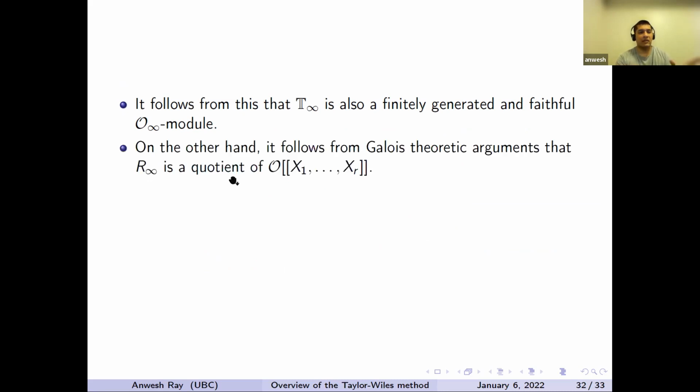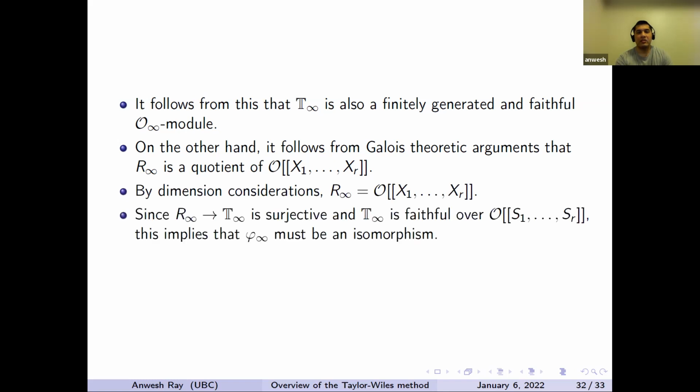On the other hand, it follows from some arguments in deformation theory, some Galois theoretic arguments, that R infinity is generated by R elements. So it's the quotient of O of x1 to xr modulo some ideal. As a result of this, what we see is that T infinity has dimension R plus 1, right? And this map is surjective. It is not difficult to show that this map is surjective. T infinity has dimension R plus 1, and R infinity has dimension less than or equal to R plus 1 because it's a quotient of this ring.